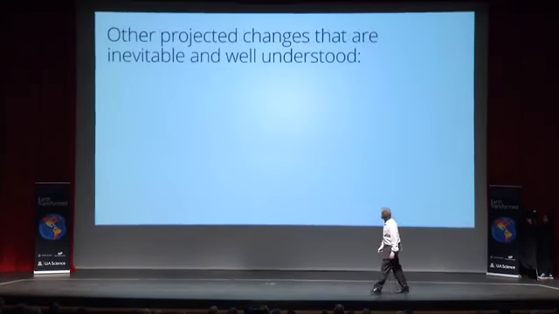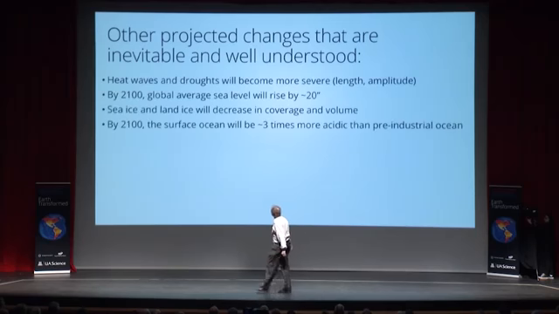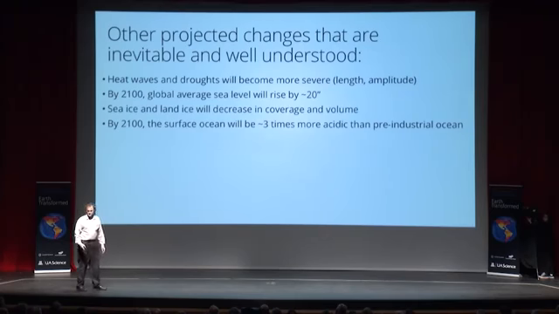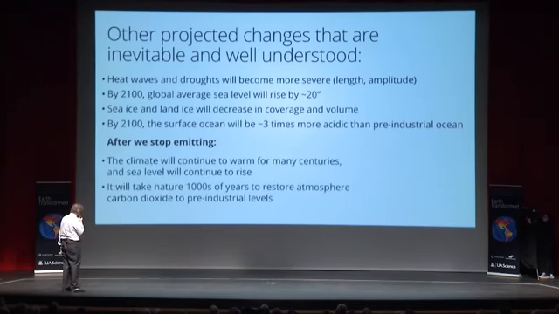Okay. All right. So now, other projected changes, just really quickly. Heat waves and droughts will become more severe in both their length and amplitude. By 2100, the global average sea level will rise by about 20 inches. And that's mostly because if you heat water, it expands. And if you expand water in the ocean, it's got to go somewhere and it goes up, right? But there's also melting glaciers, and the net loss of mass on Greenland and Antarctica. By 2100, the surface ocean will be about 3 times more acidic than the pre-industrial ocean.